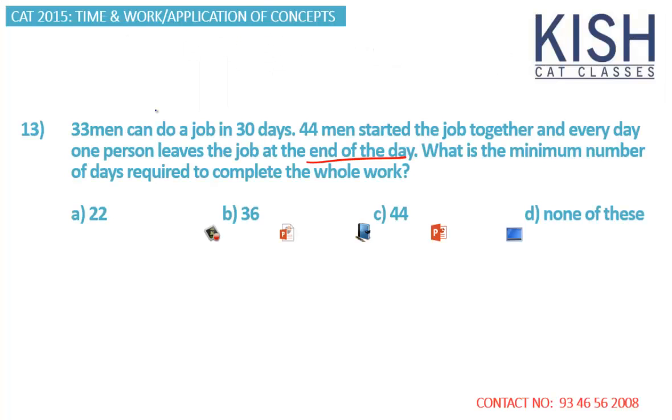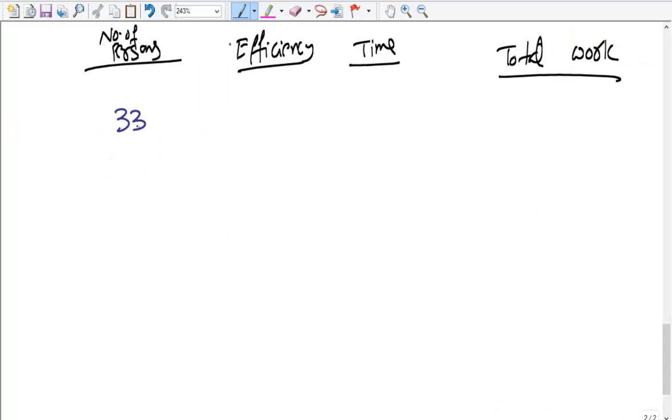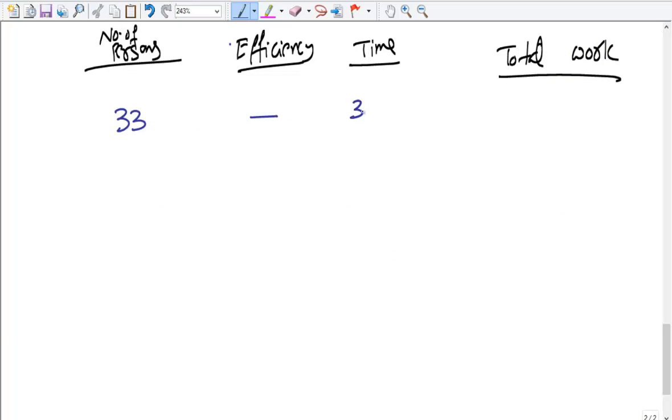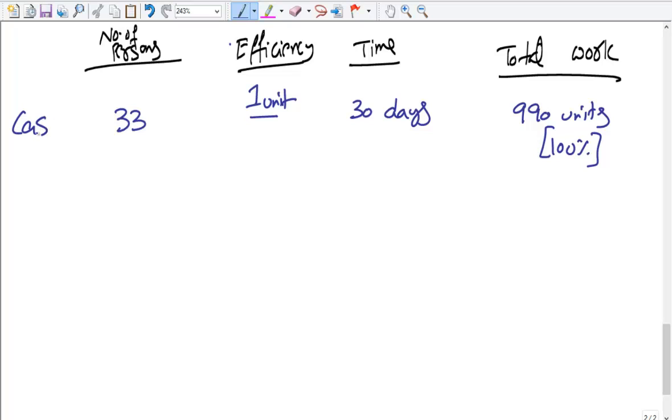Look at this one, 33 men. We have no idea about the efficiency, but we can take it for granted: 1 unit, or 2 units, or 3 units, that is 30 days. You can take 1 unit per day, so that is 990 units, the total work, which is 100% of the work. This is the information. This is case 1.